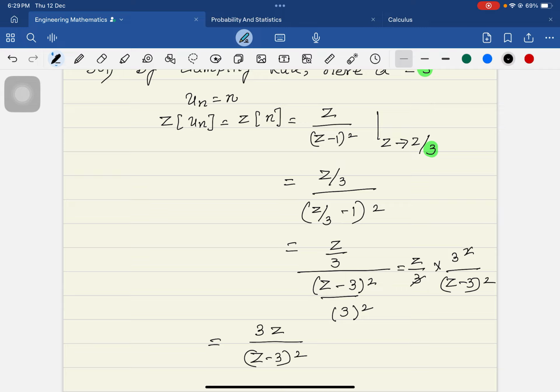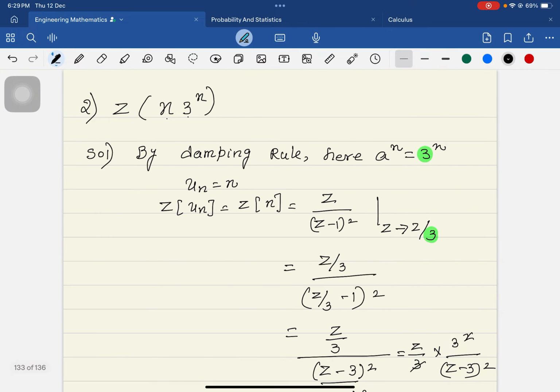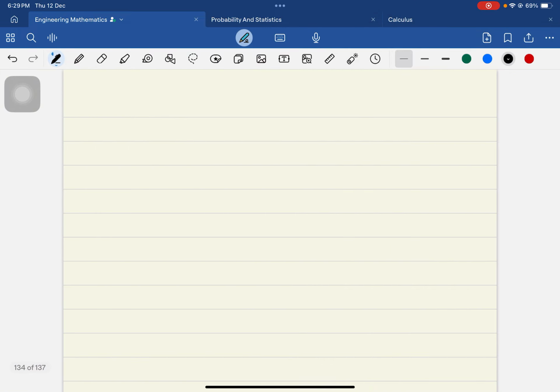I hope you could understand. Just let us do one more problem quickly to make you understand this function by using the damping rule. Z of n into e raised to an is there, let us say. So now, what is un here?